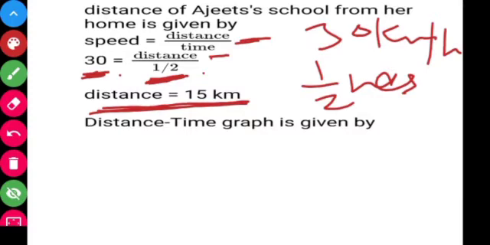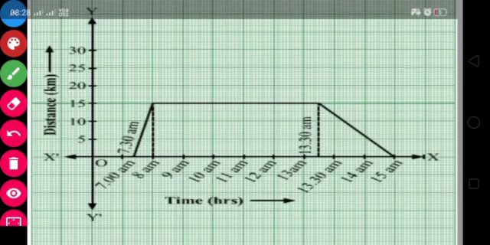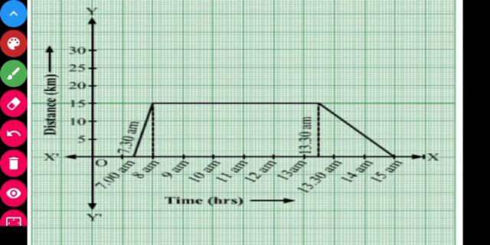Okay, now represent the distance-time graph of the given information. Draw the x-axis and y-axis. On the x-axis take time, and on the y-axis distance. She covers 15 km because the distance from her home to school was 15 km. So on the y-axis take 1 unit equal to 5 km. So 5, 10, 15, 20, 25, 30.